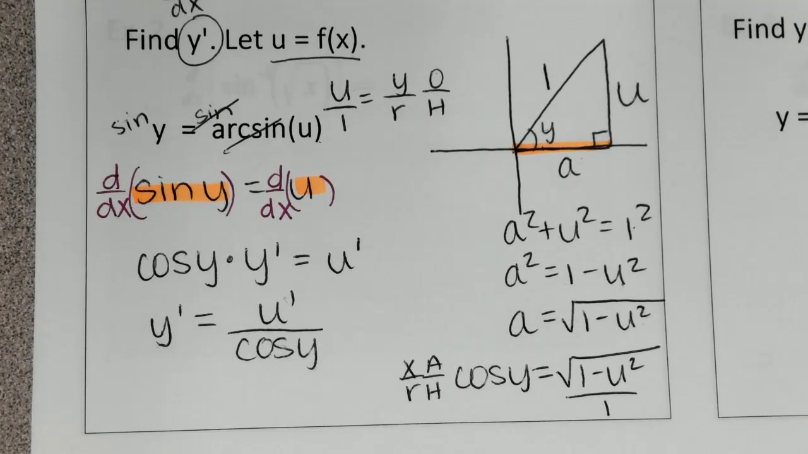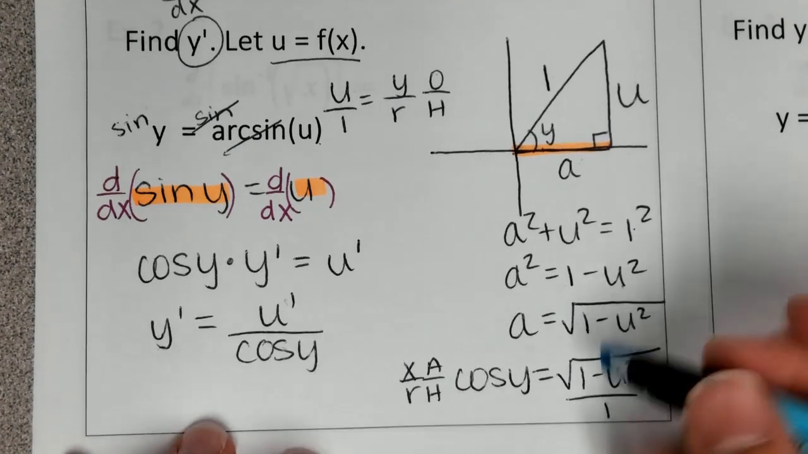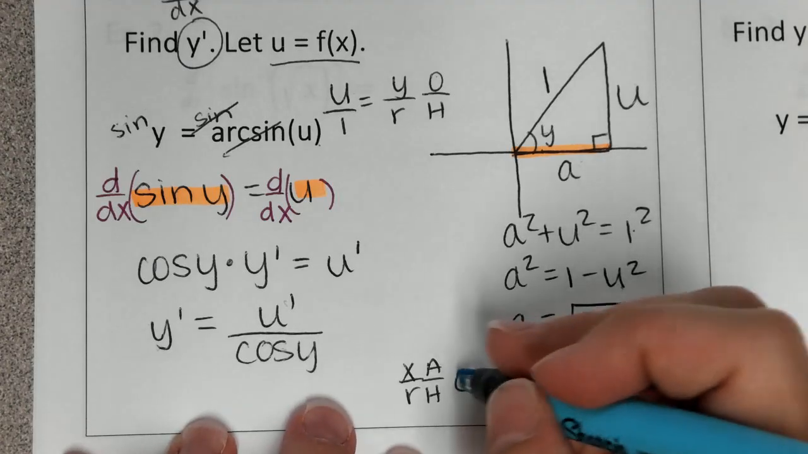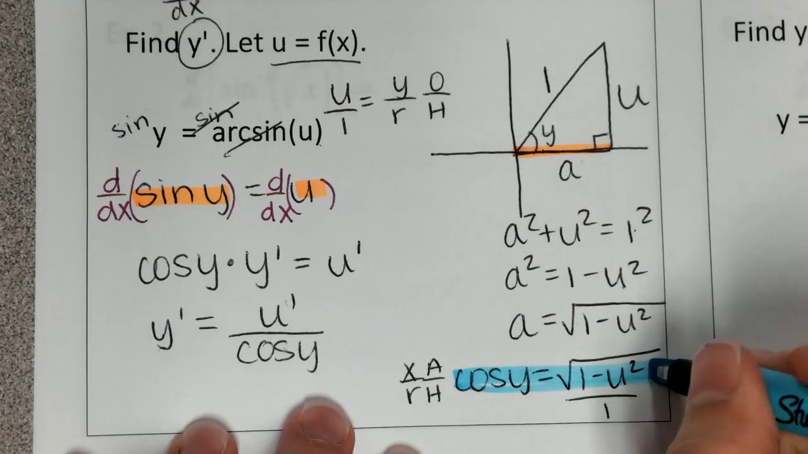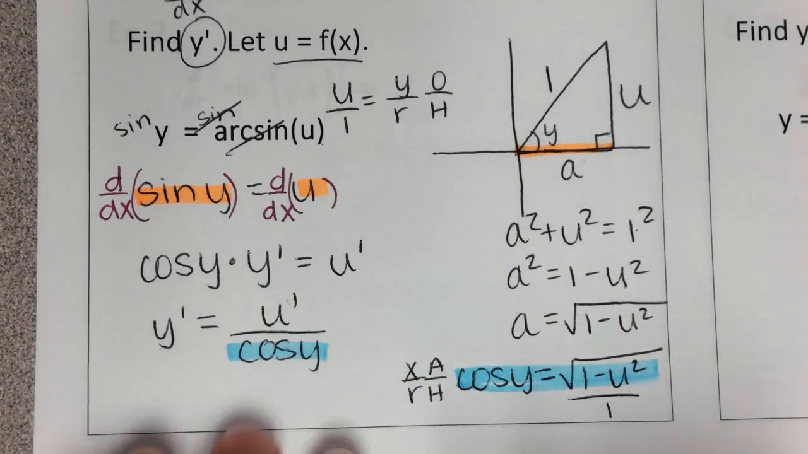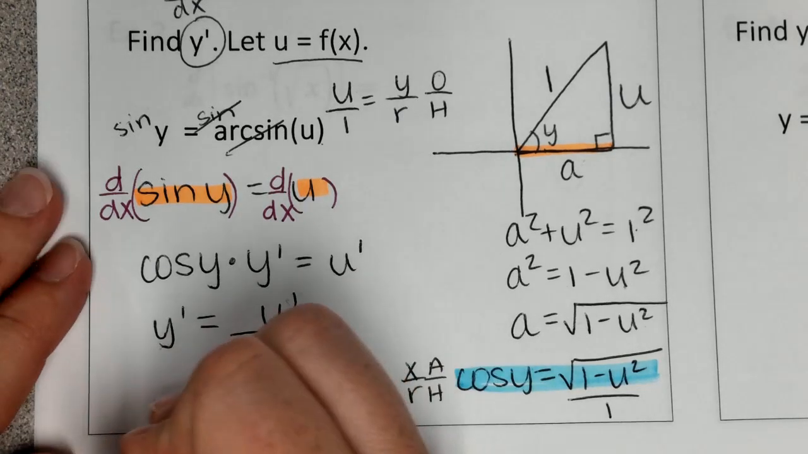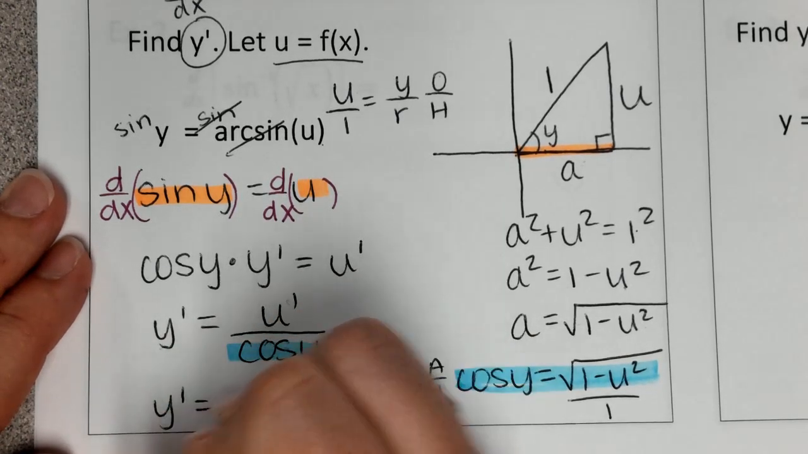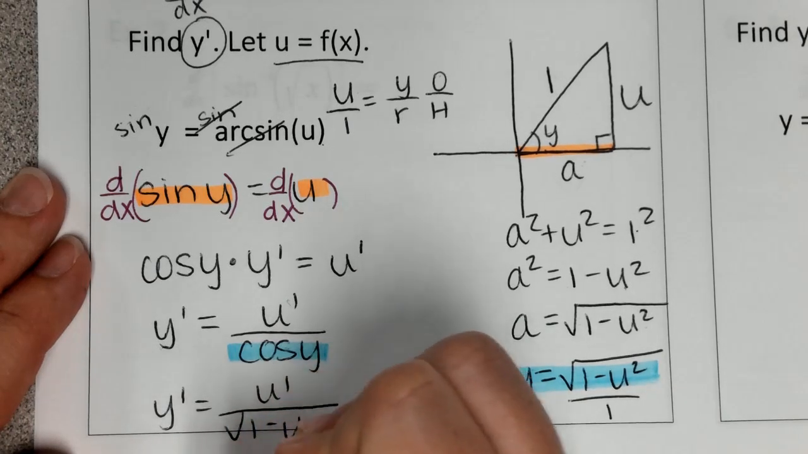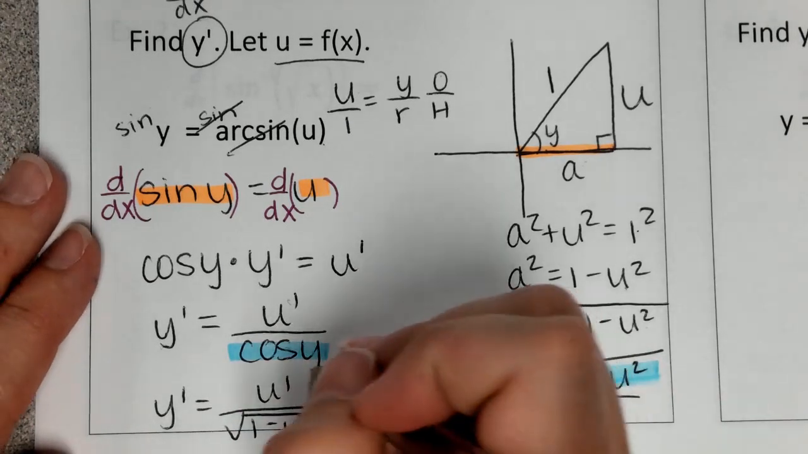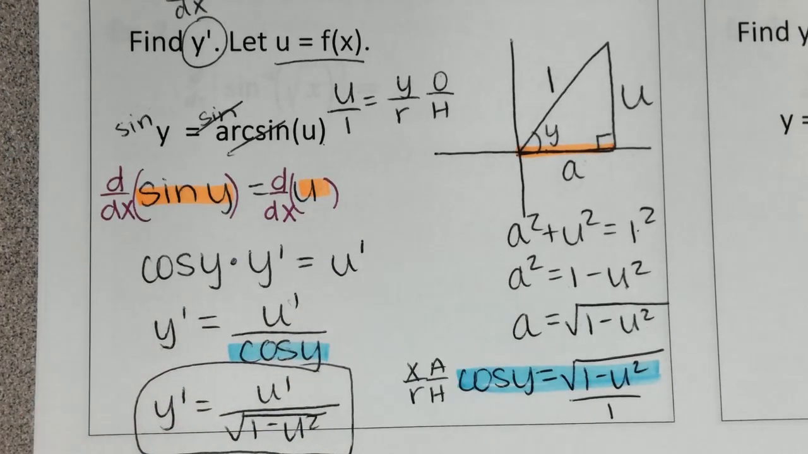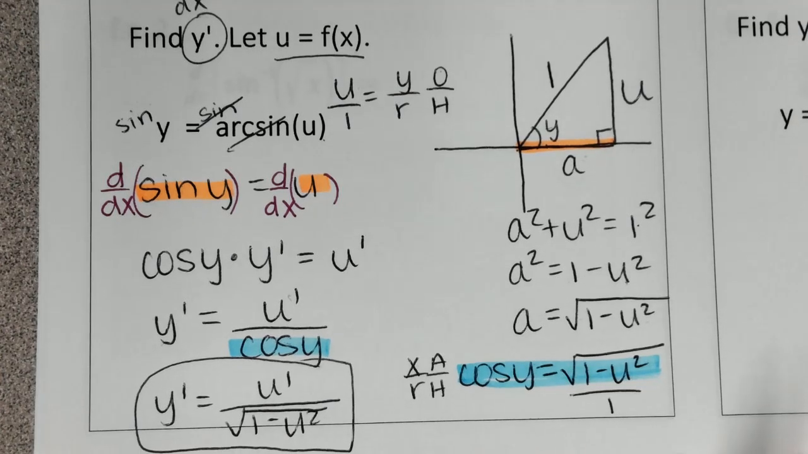There you go. Now look. Let me get a different color. Of course, you guys know anything divided by 1 is itself. So this is the cosine of y, and I'm going to plug it in right here. And now my entire derivative is in terms of u. Y prime equals u prime over the square root of 1 minus u squared. Congratulations. You took the derivative of arc sine.